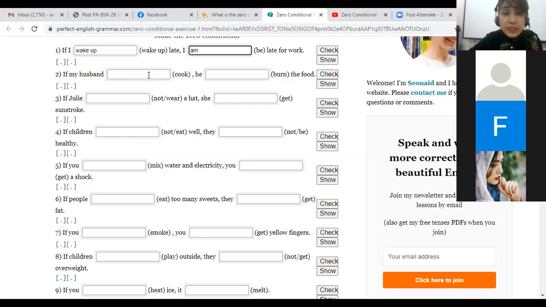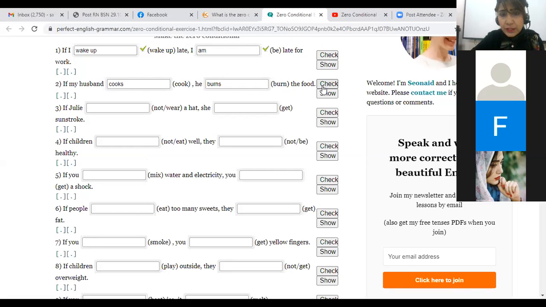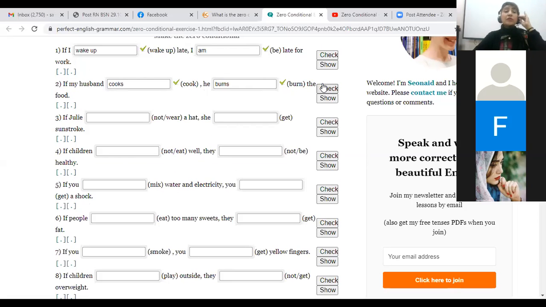If my husband cooks, all right, excellent. So you see that my husband is third person singular, one person, so definitely you should add s with it. Okay, if my husband cooks, he burns the food. Excellent. We can also say when my husband cooks or when my sister cooks, she usually or she always burns the food. All right. So this is the general truth.